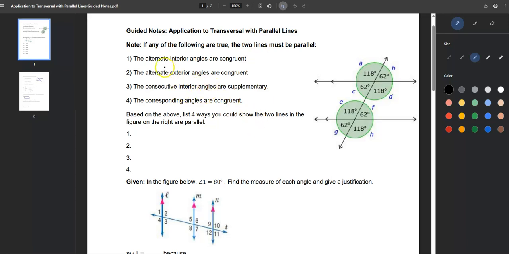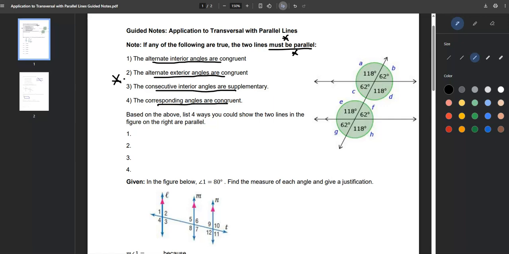Just a quick reminder of what we did on day 2. Remember, we talked about alternating interior angles being congruent, alternating exterior angles are congruent, consecutive interior angles are supplementary, and corresponding angles are congruent when the lines are parallel. So this has to be true for these 4 things to happen here. If we look at the above, we're going to list 4 ways that you can show that the 2 lines are parallel.